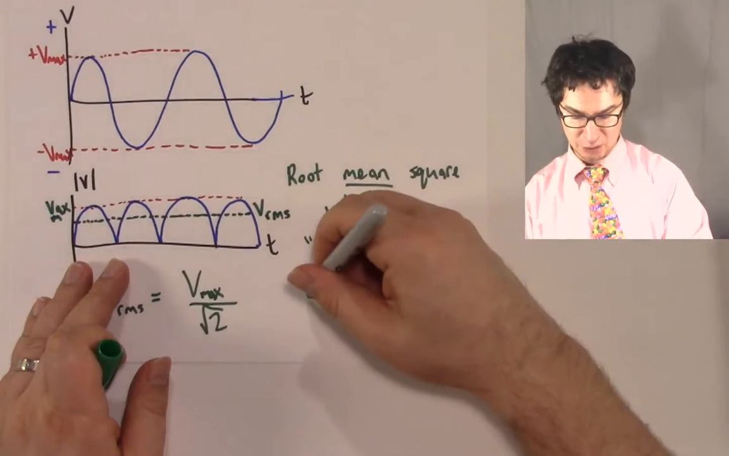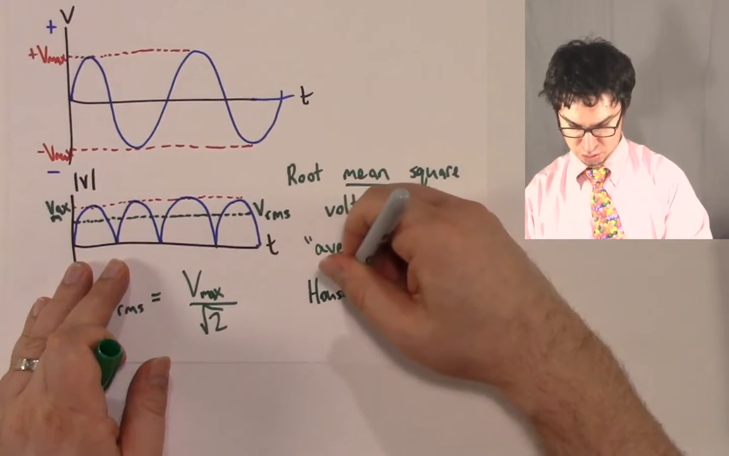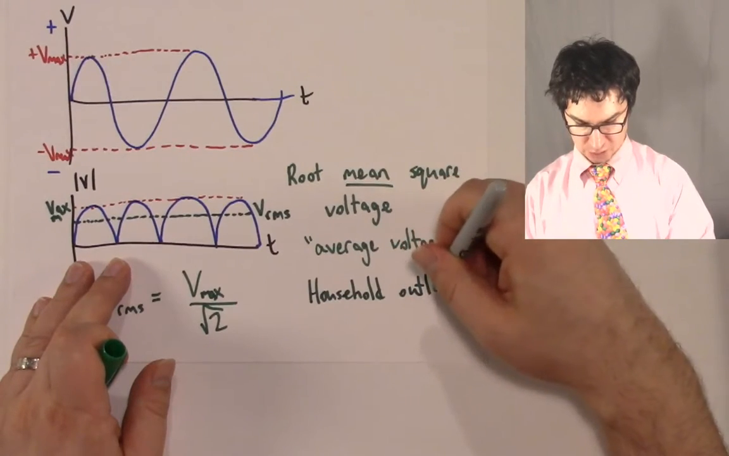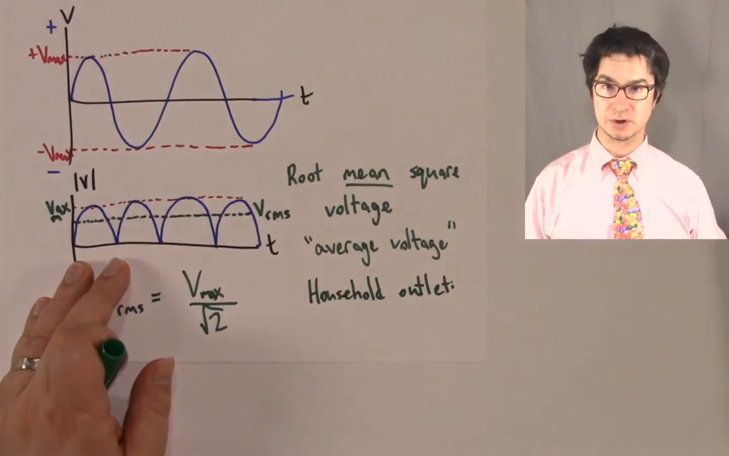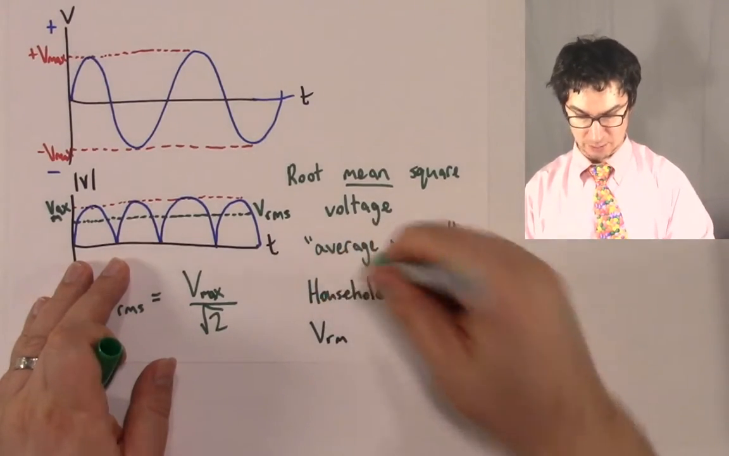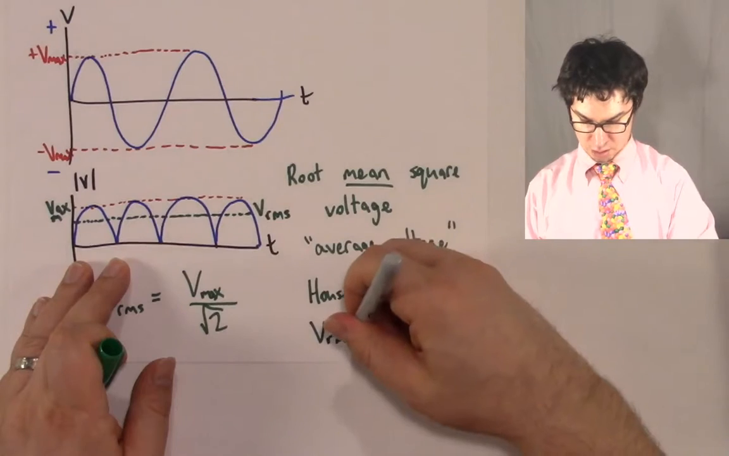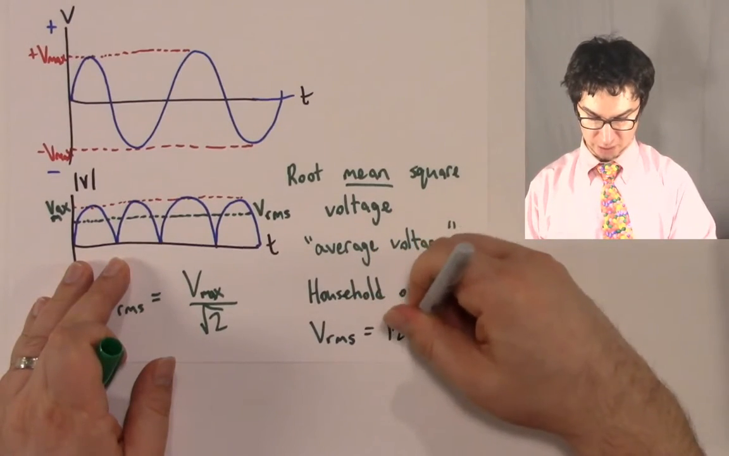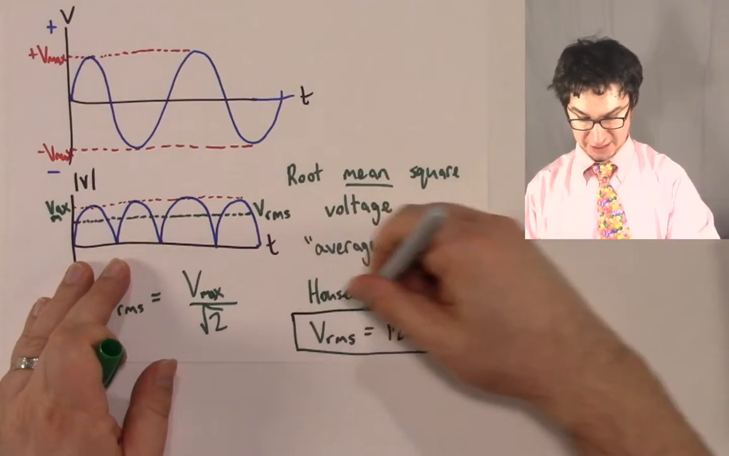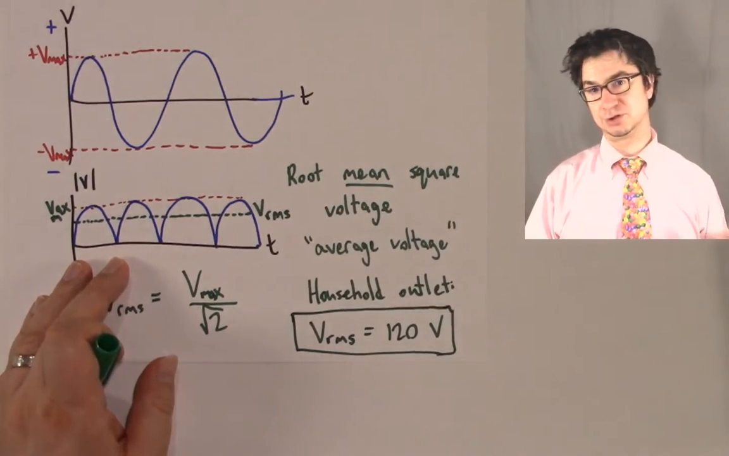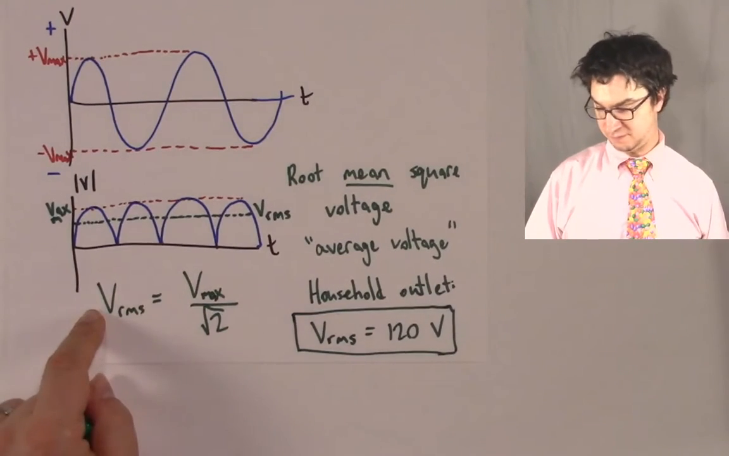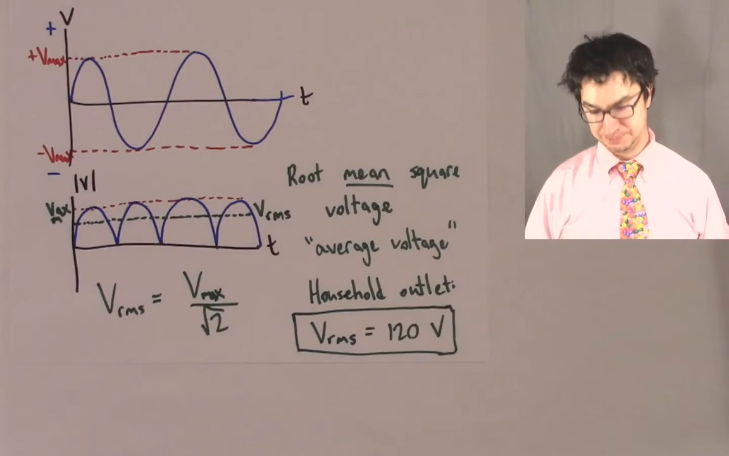So when you say the household outlet has a voltage of 120 volts, that's actually VRMS. VRMS, remember RMS means root mean squared, is equal to 120 volts. Now, a worthwhile exercise is to calculate the maximum voltage in your house. Well, you could do that very easily by solving for this Vmax. Take your VRMS times square root of 2, and you can solve for Vmax.